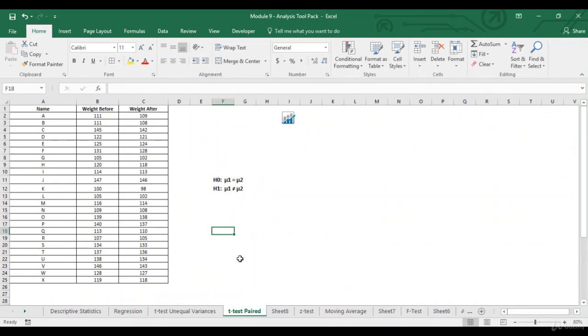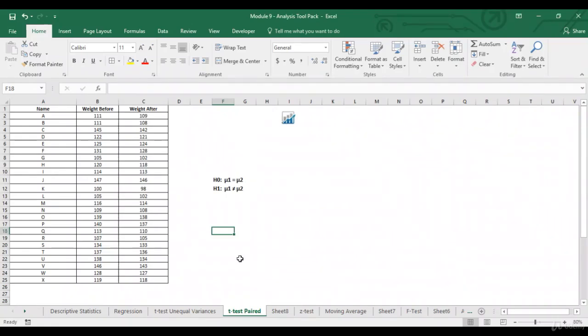Then we've got two sample assuming equal variance. That is when the samples are different, independent of each other. Let's say, for example, two groups of 10 students being compared with Excel, assuming equal variance. The third one is two samples assuming unequal variances, just similar to two sample assuming equal variance, just that over here the variance is either unknown or different.